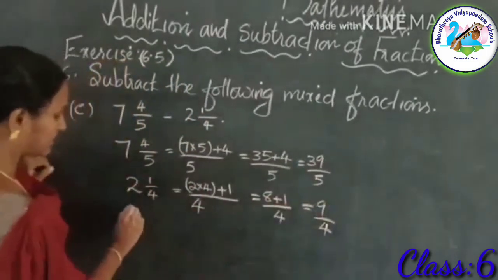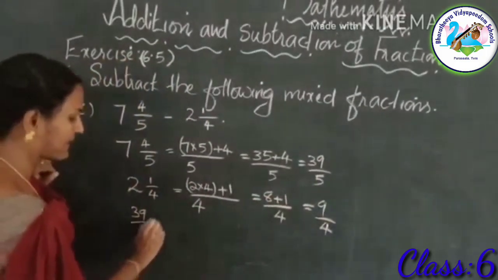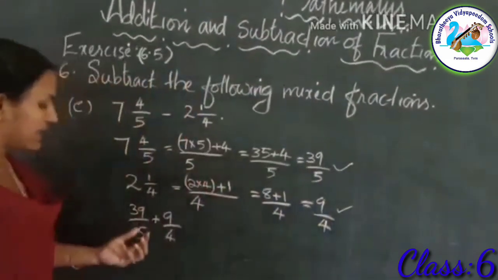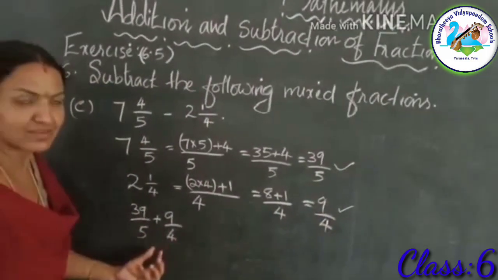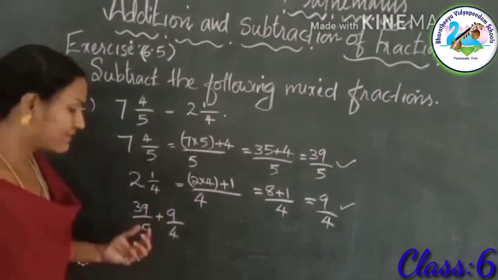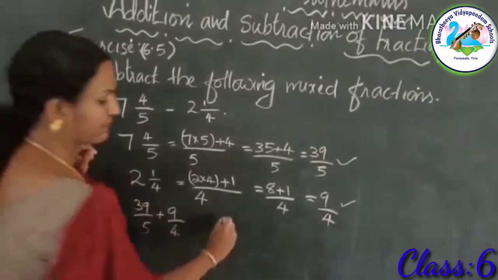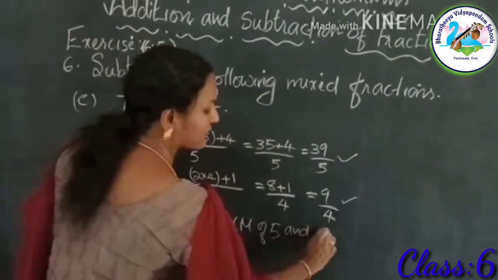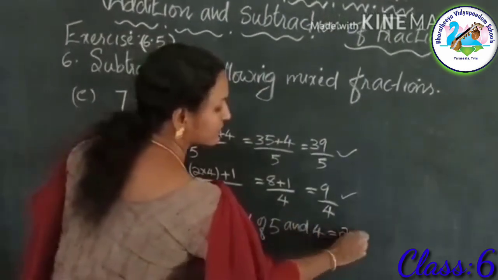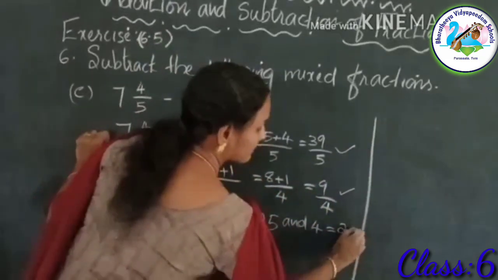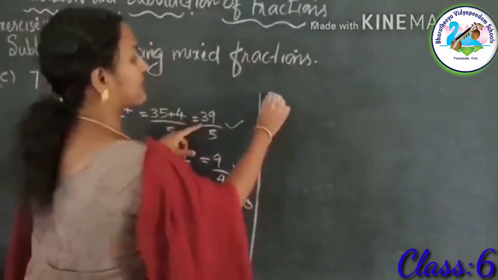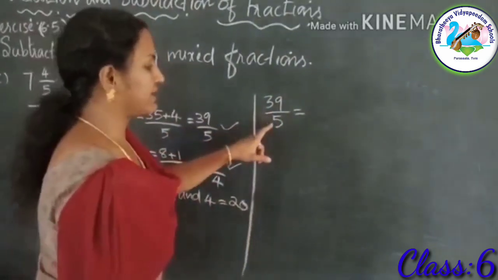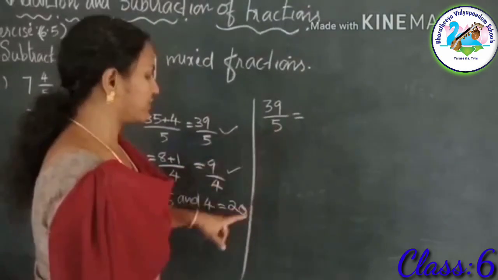Then add 39 by 5 plus 9 by 4. 39 by 5 plus 9 by 4. Here the denominators are different. Unlike, first convert them into like. First of all, we have to find the LCM of 5 and 4. LCM of 5 and 4. 5 and 4 is 5 into 4, 20. 20 is the LCM. The first fraction 39 by 5. Here the denominator is 5. So multiply 5 with 4, we get 20.